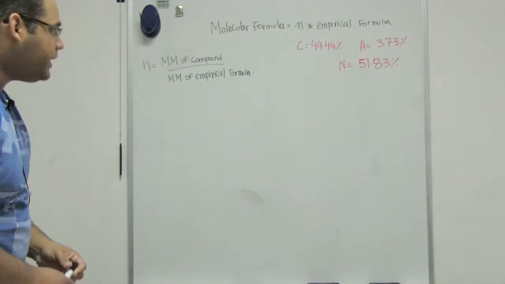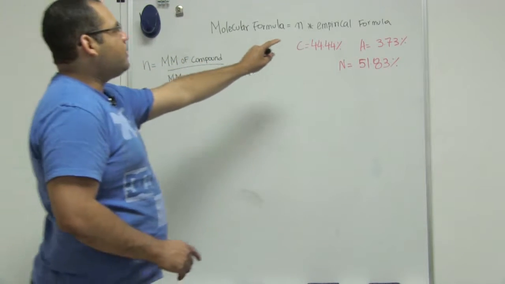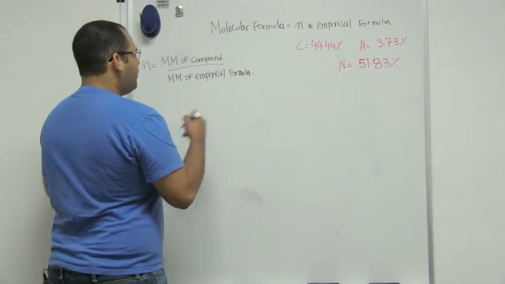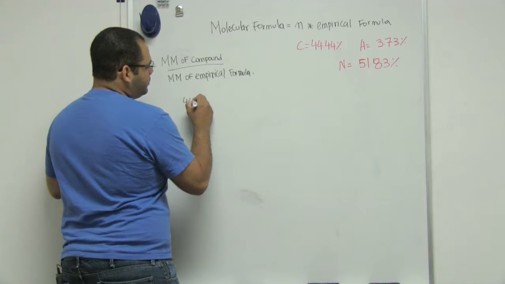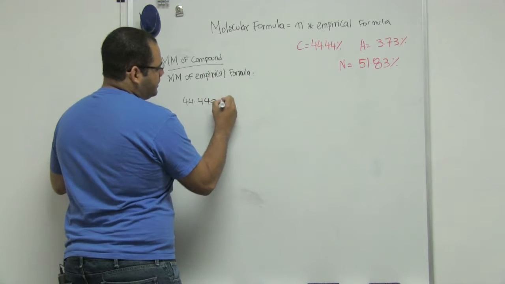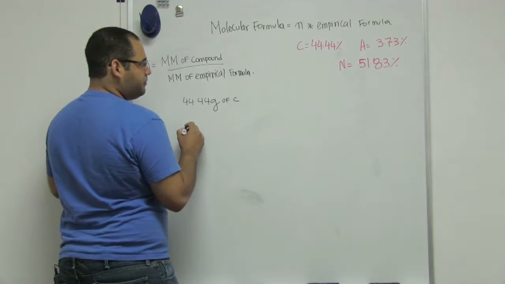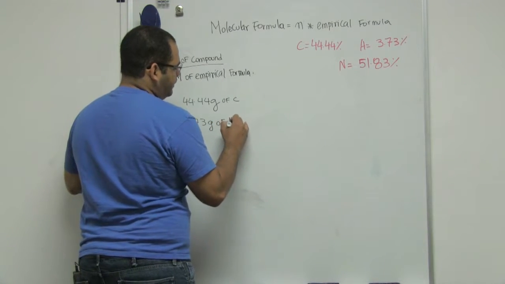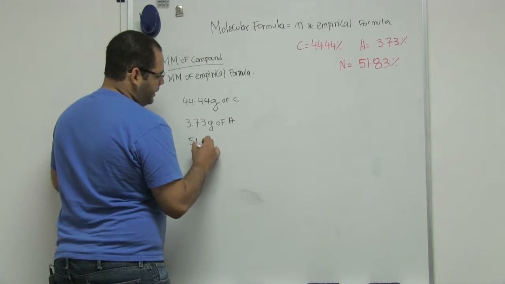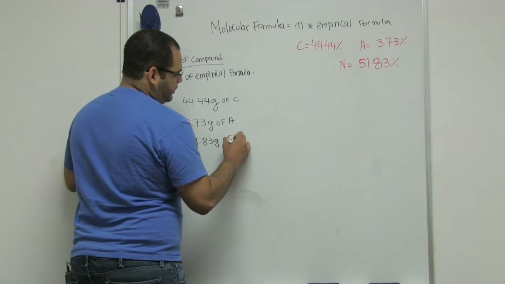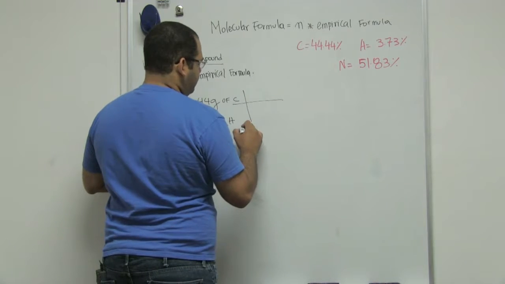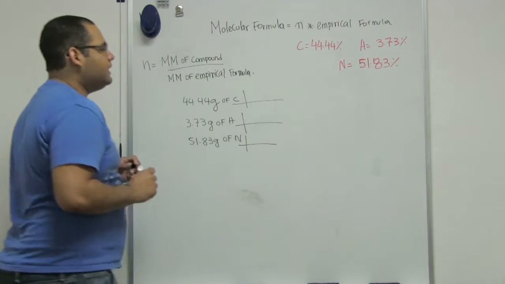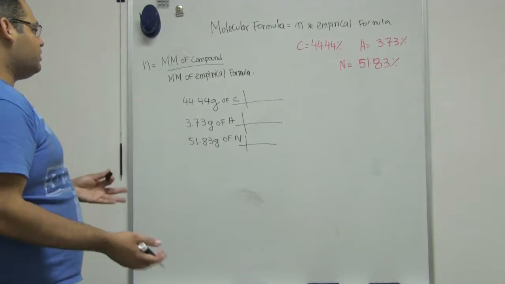So the first part is to find the empirical formula. If we have percentages, as we learned before, we convert everything to grams. We just replace the percent with grams: 3.73 grams of hydrogen and 51.83 grams of nitrogen. The next step is to find the moles of each one.